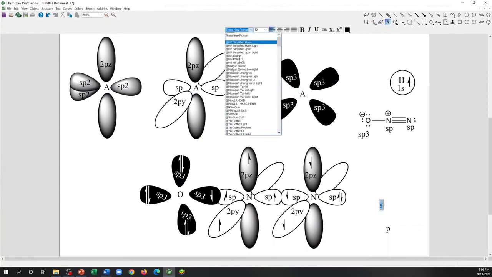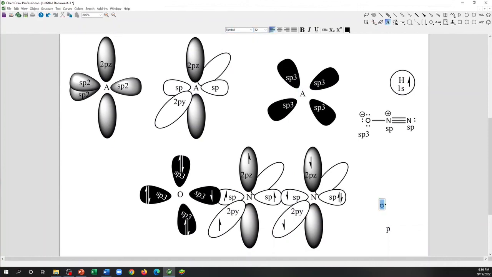We'll turn that into symbol font. This one here is also symbol font. And I need my connector for pi bonds. Pi bonds occur here and between these 2 pz orbitals and the 2 py orbitals. This is a sigma bond. This is also a sigma bond right here, and then I should have 2 pi bonds.